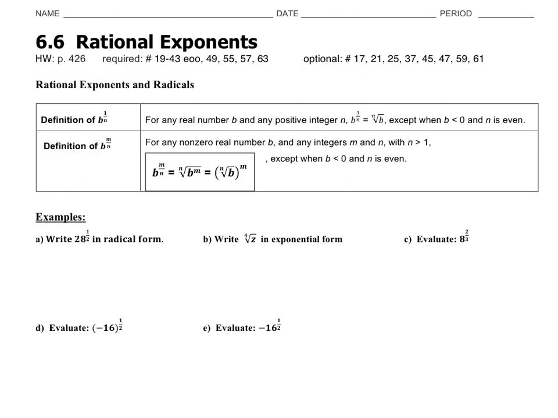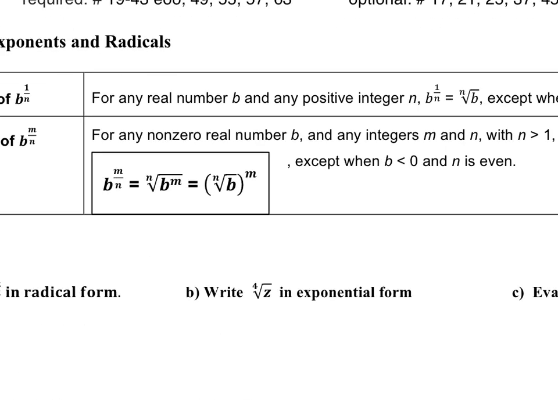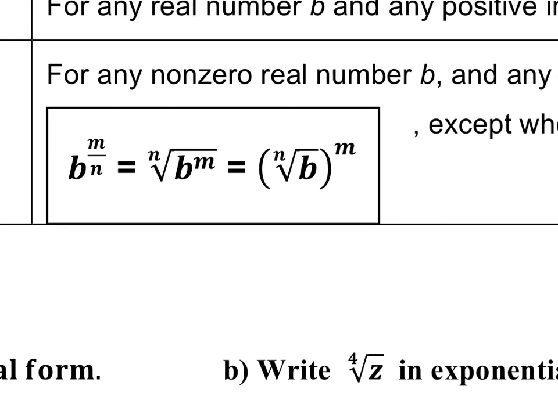In 6.6, we're dealing with irrational exponents. So the most important thing for you guys to remember is if you have an exponent that's a fraction, you can take the denominator of that fraction and make it the index of a radical. So the denominator becomes the index.